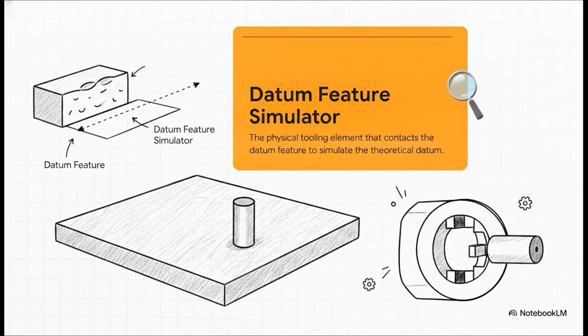So how do we bring that ghost into the physical world? Well, this is the answer to our trick question from earlier. That granite surface plate, or a precision gauge pin, or a machine chuck, those are datum feature simulators. They're the physical tooling elements that contact your bumpy datum feature to simulate the perfect theoretical datum. They act as the physical embodiment of that true geometric counterpart. Now, they aren't perfectly flawless, obviously, but they're of such incredibly high quality that the planes or axes derived from them act as our datums during manufacturing and inspection.